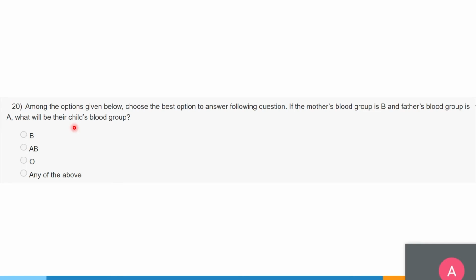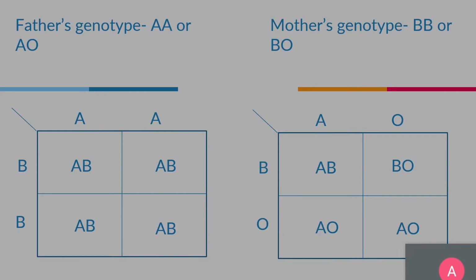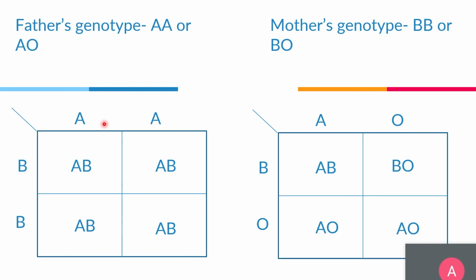Next, we move on to a question on genetics. Among the options given below, choose the best option to answer the following question. If the mother's blood group is B and the father's blood group is A, what will be the child's blood group? The options are B, AB, O, and any of the others. So let's look into it. The question is pretty straightforward.